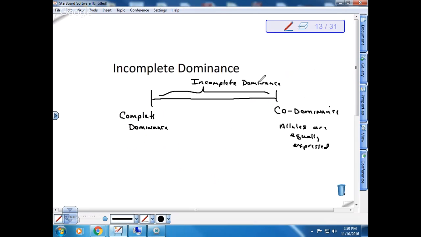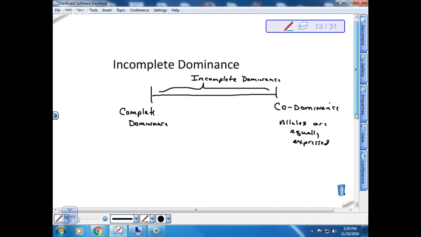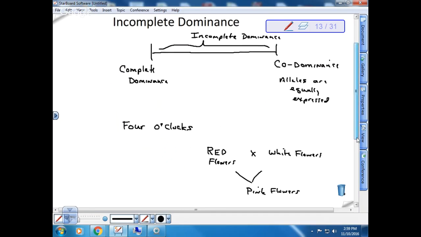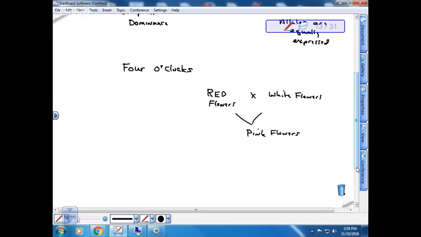So this was actually discovered first in four o'clocks, which are flowers that open in the afternoon, where we had a red flowered plant, and we crossed it with white flowers, and lo and behold, we get pink. Right? So that actually supports the blending theory, where the offspring are always intermediate between the parents.